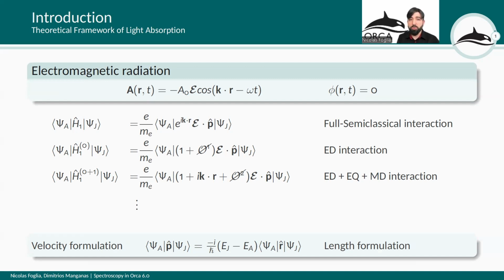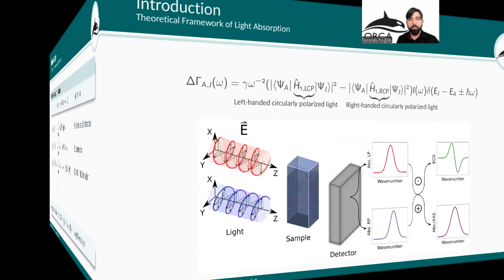In addition, two possible sets of equations may be derived for each order of the light-matter description. The first one is expressed in terms of the linear momentum and is known as the velocity formulation, while the second one, expressed in terms of the position operator, is known as the length formulation.